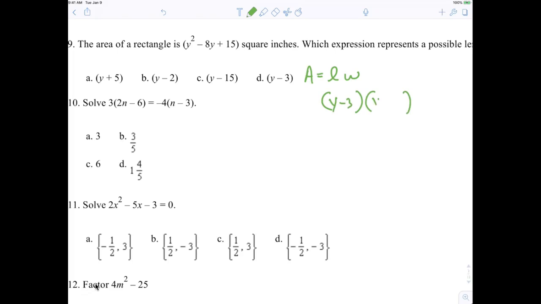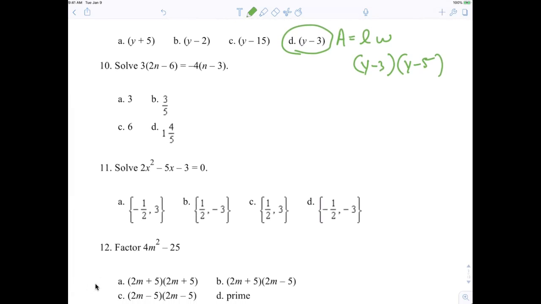Right, y minus 3 and y minus 5. So one of the dimensions had to be either y minus 3 or y minus 5. And so the only one they have there is what? Y minus 3. All right, any questions? All right, let's check out 10.